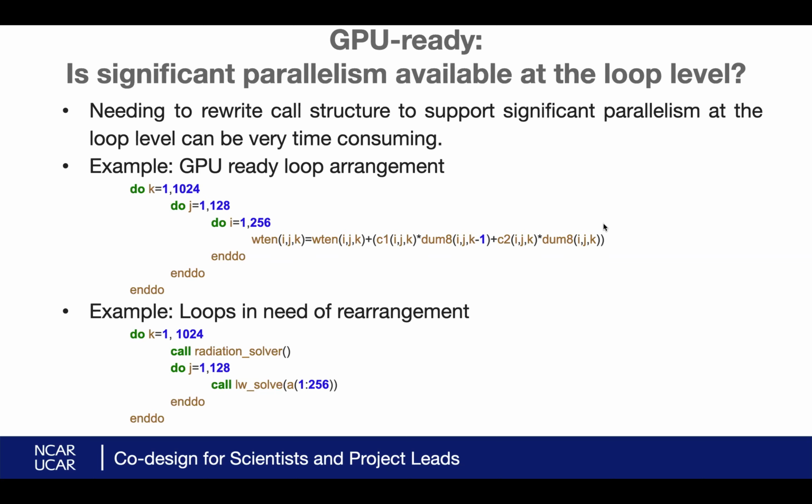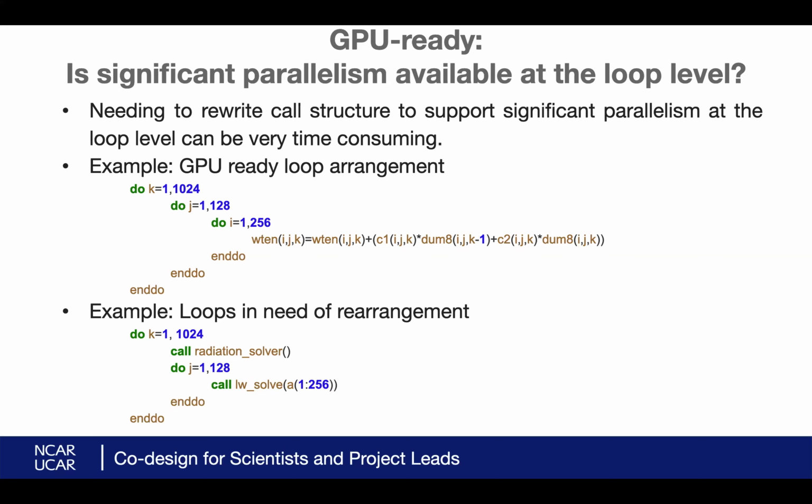So the first one is significant parallelism available at the loop level? The reason we want to think about this is that needing to rewrite the call structure to support significant parallelism can be very time consuming. Here is an example of a GPU-ready loop arrangement, pulled out of CM1. This is a triply nested loop that updates W10 using several other variables. Basically all the parallelism is right there, exposed in this loop.